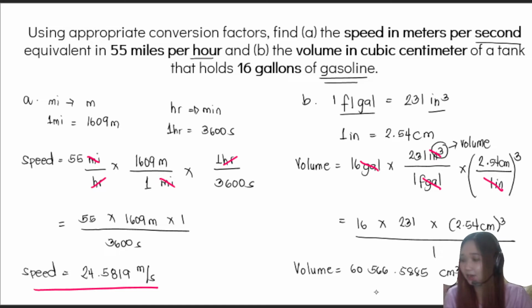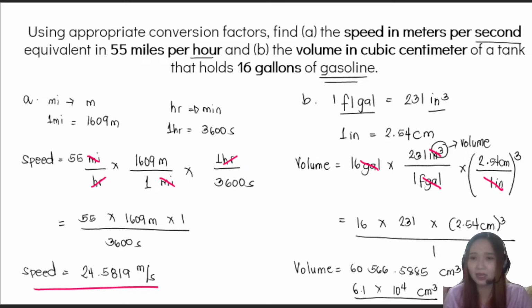Okay? So what you can do here is convert it into this kind of expression: 6.1 times 10 raised to 4 cubic centimeters. So, what do we call this technique? This is called converting or expressing your answer in scientific notation. So, what does scientific notation mean?